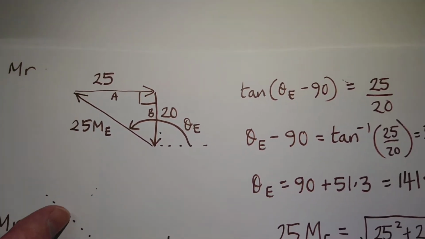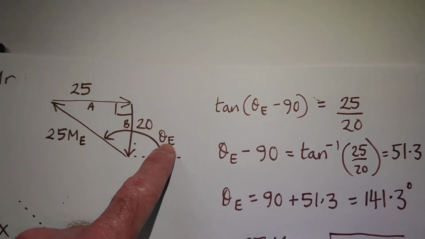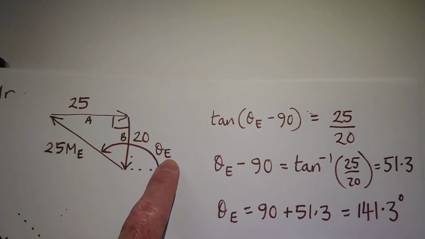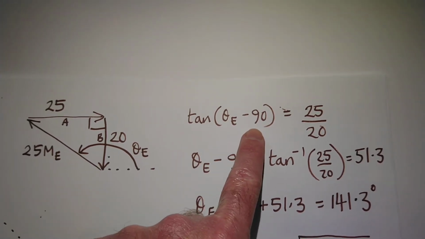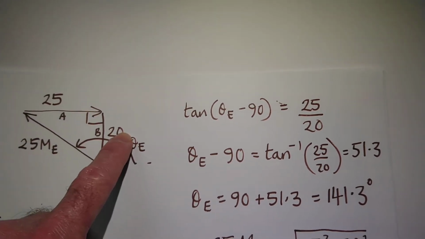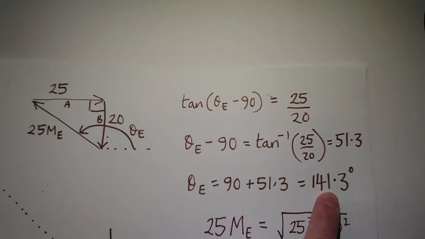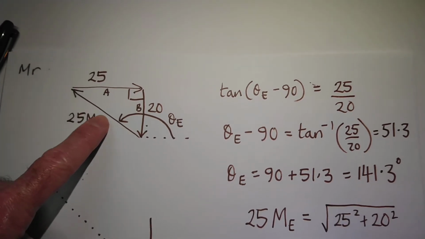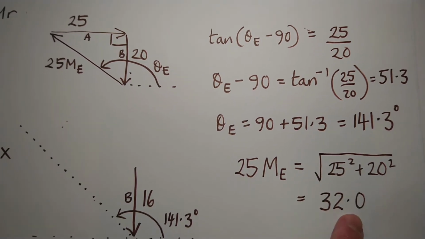So the next thing we can do is work out the angle at which the MR vector for mass E is going to act. Okay, so that's the angle theta E here. So a simple bit of trig, tan of theta E minus 90, which is this little bit in here, is equal to opposite over adjacent, and if you go through the maths, that gives you a value of theta E equal to 141.3 degrees. And then using Pythagoras, we can work out 25 ME, and if you do that, you get a value of 32.